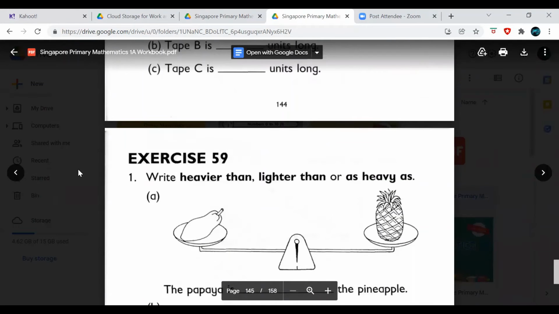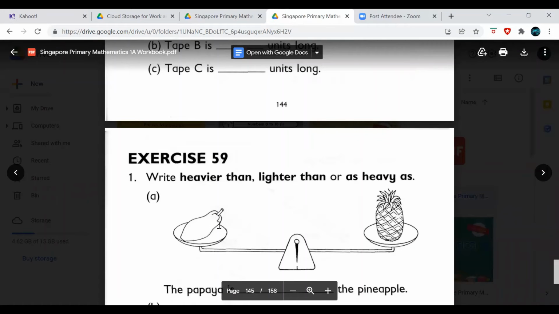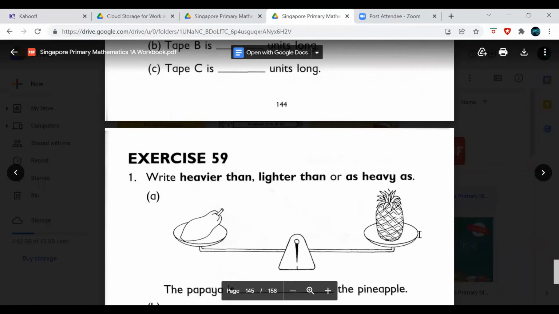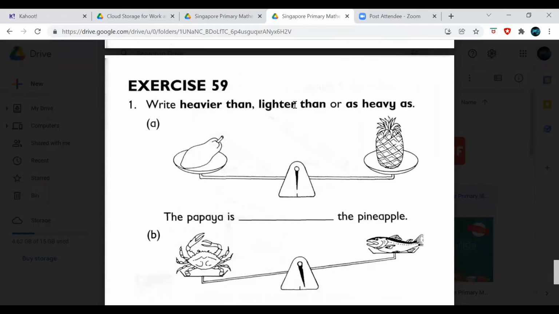Okay, so write heavier than, lighter than, or as heavy as. Heavier means the left side is heavier than the right side. Lighter than is when the left side is lighter than the right side, and as heavy as is when they are the same. Okay, so let me try the first one.